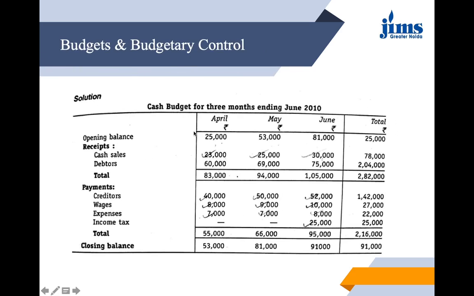This is the way, we will draw cash budget for 3 months ending June 2010. We will start with opening balances and then receipts, cash sales and debtors.